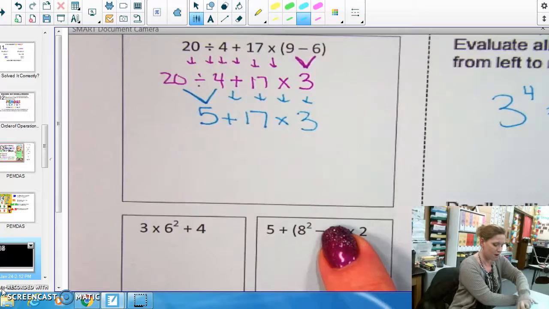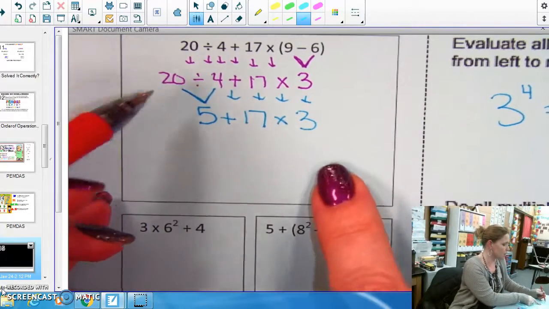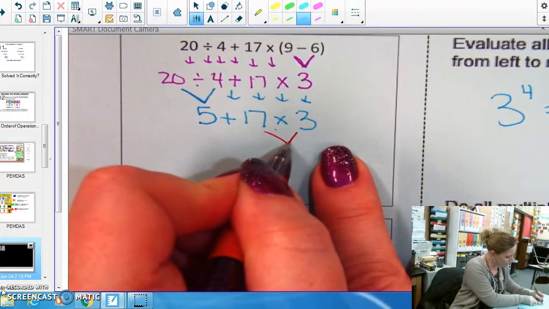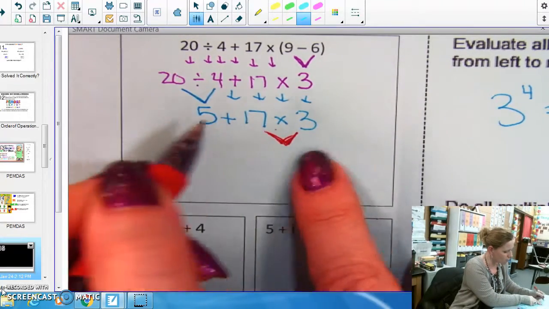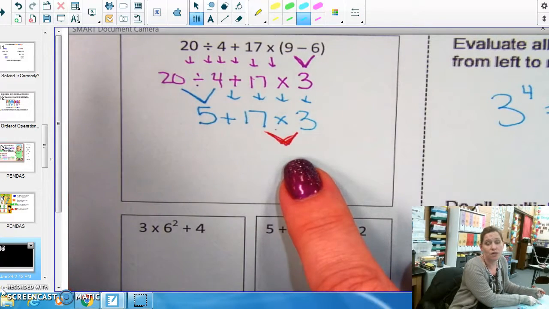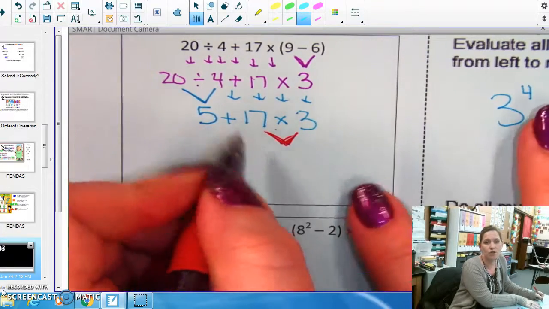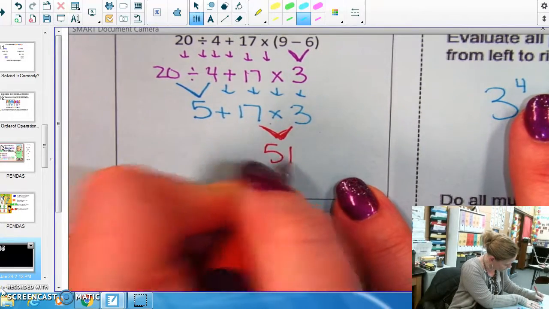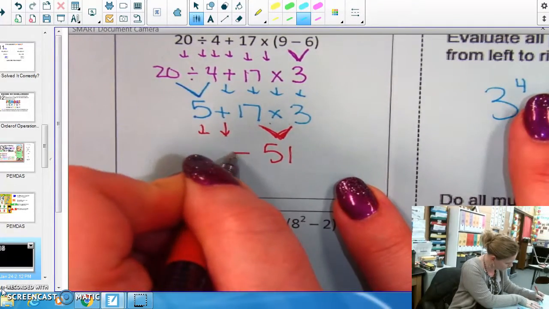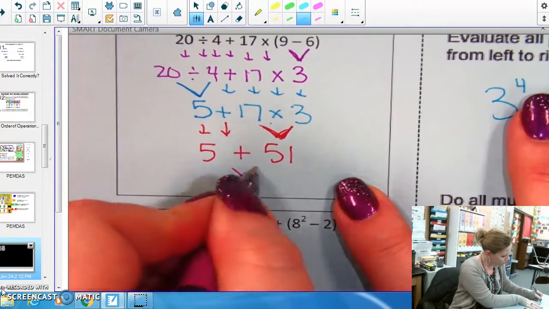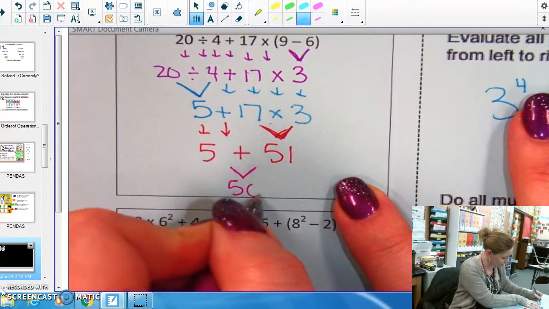Okay, the next part of the problem is continuing with multiplication and division. There's multiplication. So now we're going to jump to the end part of the problem, and I'm going to multiply 17 times 3. Multiplication table, write it out. You will not be able to use a calculator on the assessment, the test, so you need to make sure you're practicing without a calculator also. 17 times 3 is 51. Bring everything else down. And then wrap the problem up. 5 plus 51 is 56 is my answer.